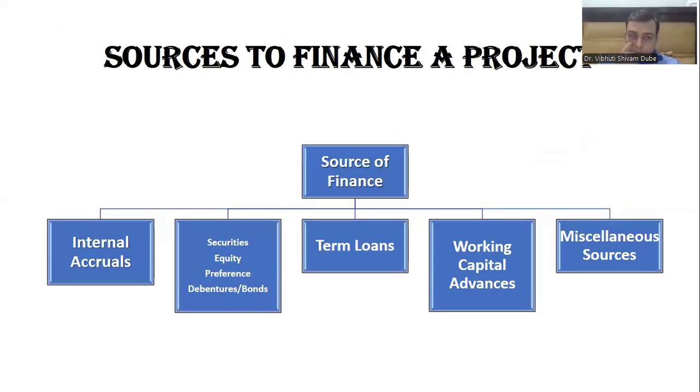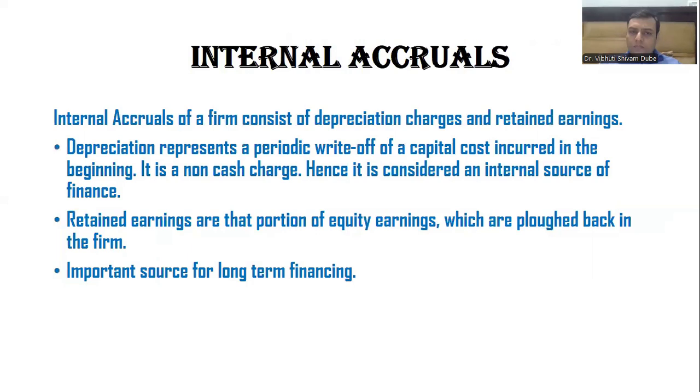So now we are going to discuss sources to finance a project. There are different ways on the basis of which classification of sources of finance can be done. Here we will be discussing only the prominent sources to finance a project. The first one is internal accruals. The second one is securities in the form of equity, preference shares, debentures, and bonds. The next one is term loans, then working capital advances, and last, miscellaneous sources.